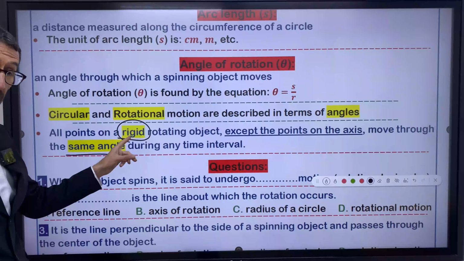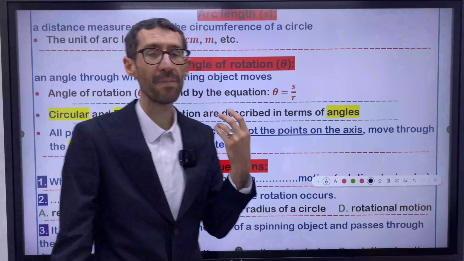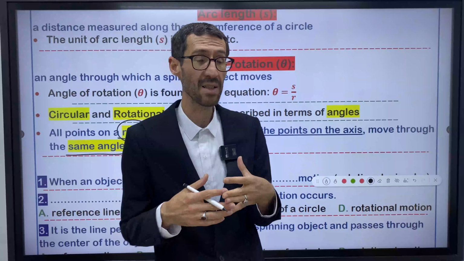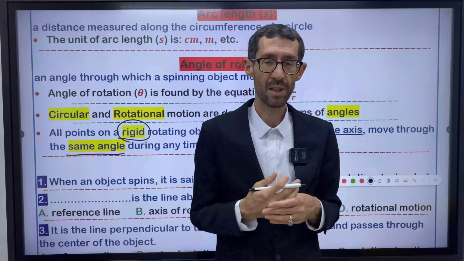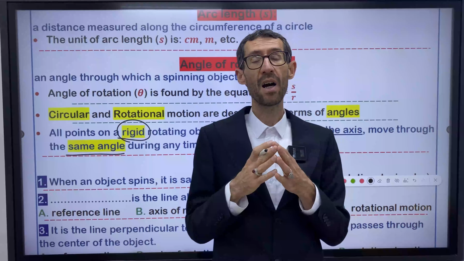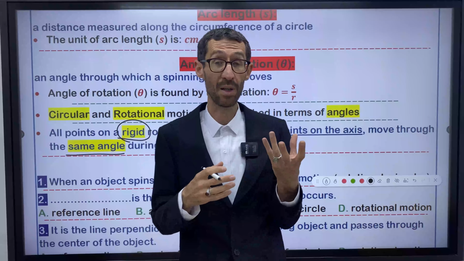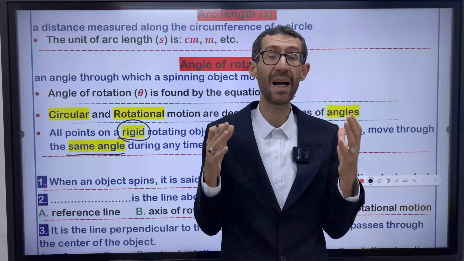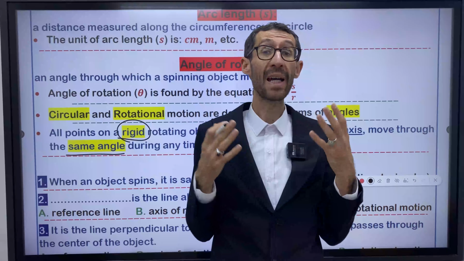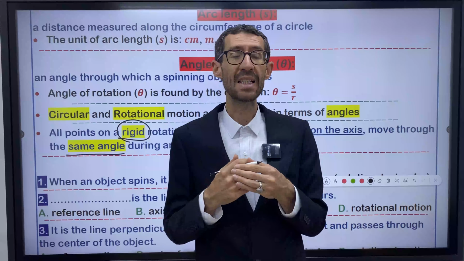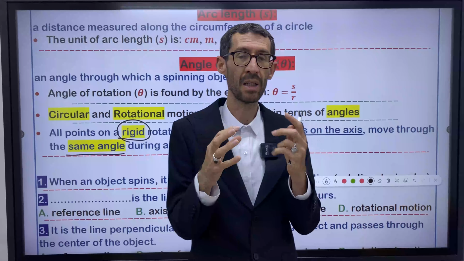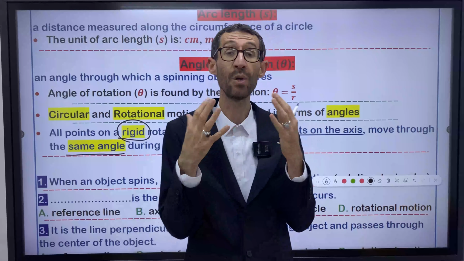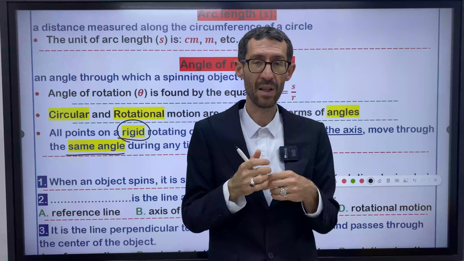It says rigid, and I told you about rigid. Why do we say this information is true only for rigid objects? Because, let me give you an example. Think about stars, right? Stars are not rigid. They are made of plasma. They consist of extremely hot gases, right? These gases cannot gather in a uniform shape. That's why the shape is changing continuously.